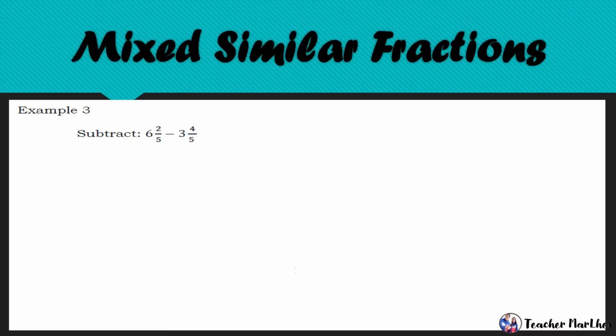Another example, subtract 6 and 2/5 minus 3 and 4/5. So, pareho ang kanilang denominator. Pero, kung napapansin natin, 2 minus 4 cannot be. Kapag hindi pwedeng isubtract kasi mas maliit yung nasa unahan, ibig sabihin magbaborrow tayo sa whole number.